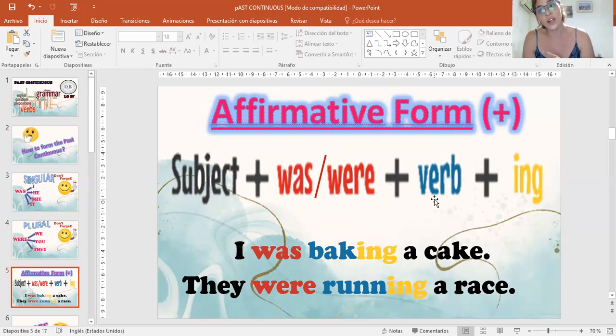Plus a verb. This verb represents the main action of the sentence, and it is going to have attached the suffix ing. For example, I may say, I was baking a cake, or they were running a race. Now, what happens in the case of a negative form?